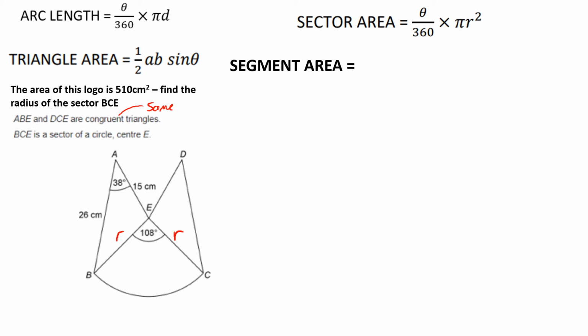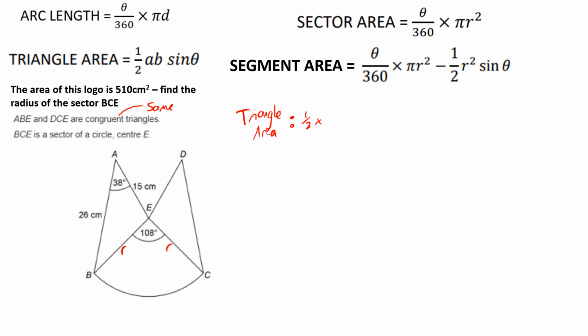Okay, cool. So how are we going to do this? Well, we know that the shape boils down to three things. It's got two triangles and a circle. So the first thing we should do is we should try and find the area of the triangle. So we can do that obviously using a half ab sine theta. a and b are 26 and 15, and theta is 38. Looks like that makes sense to me.